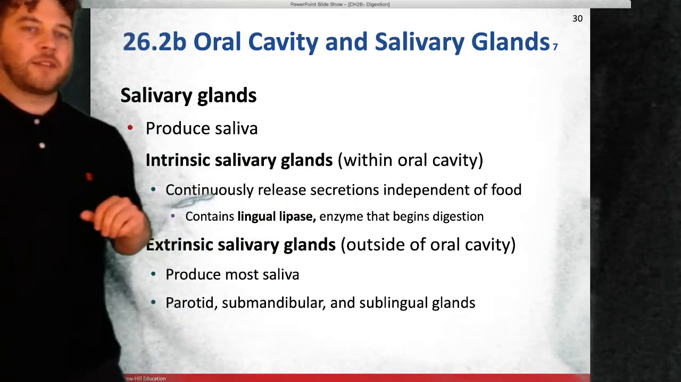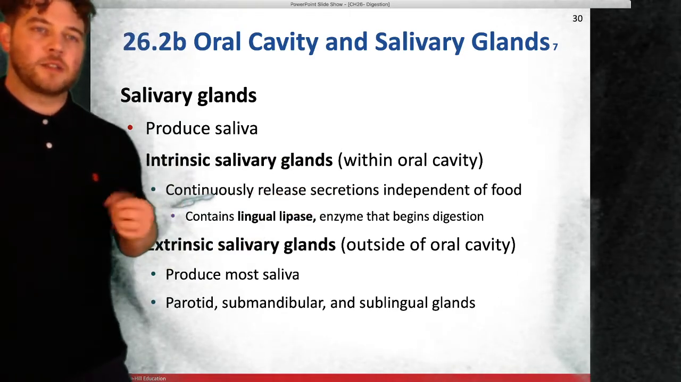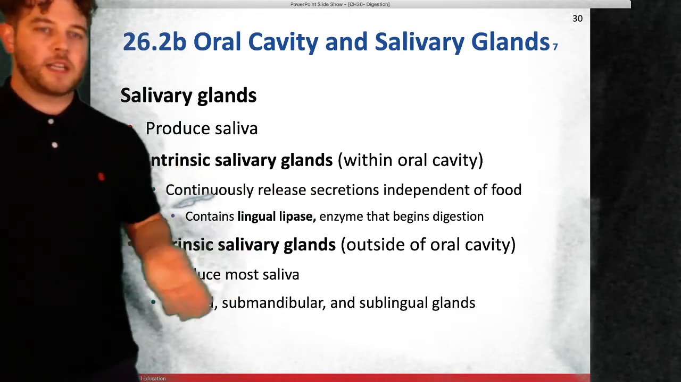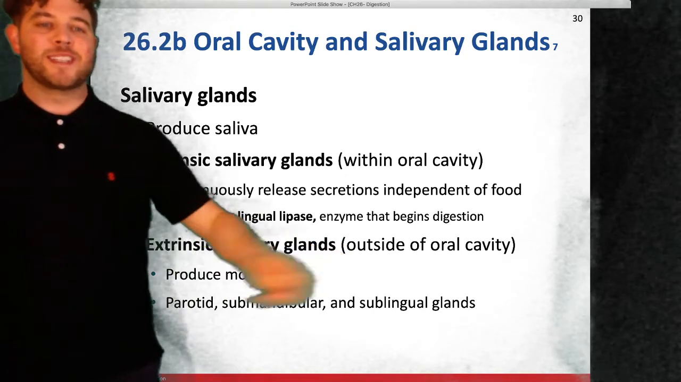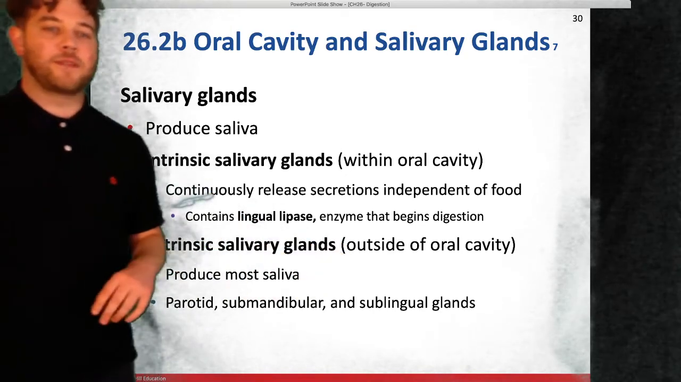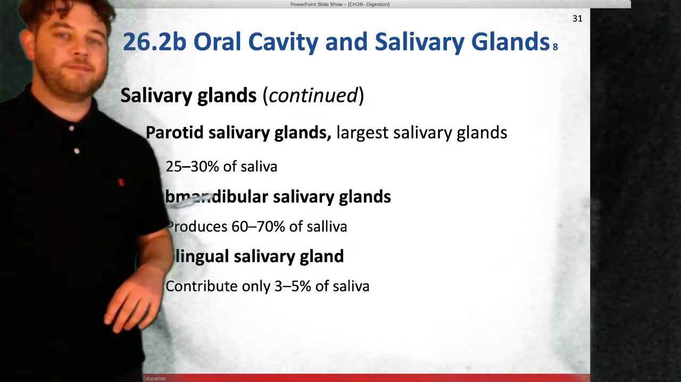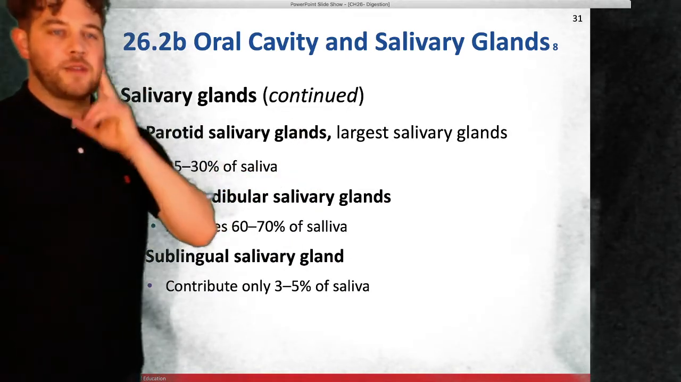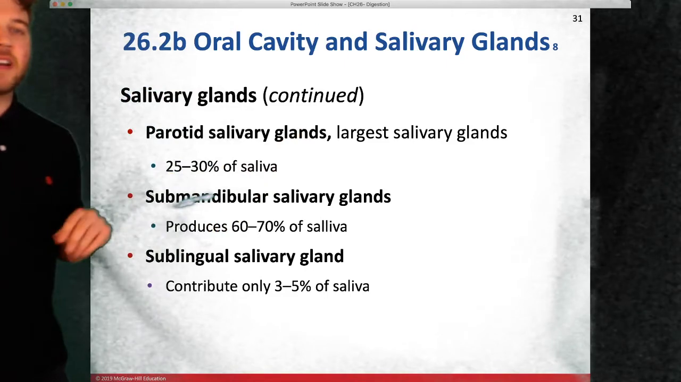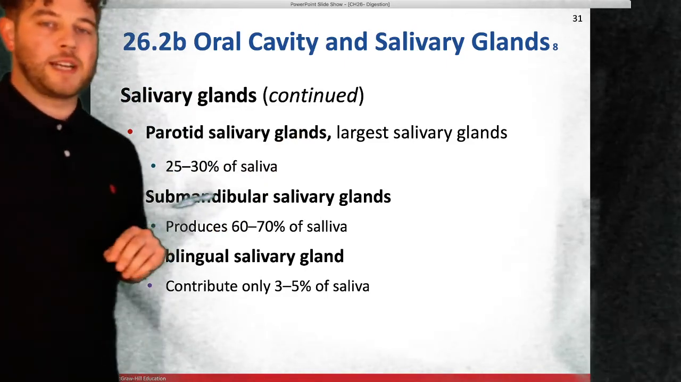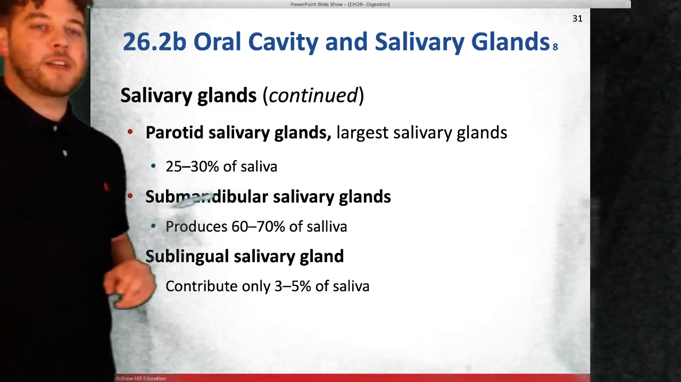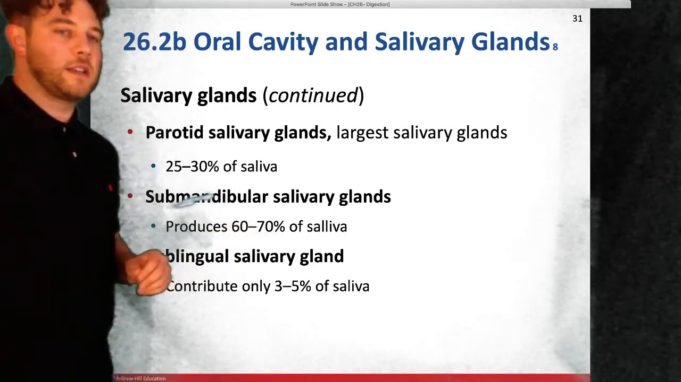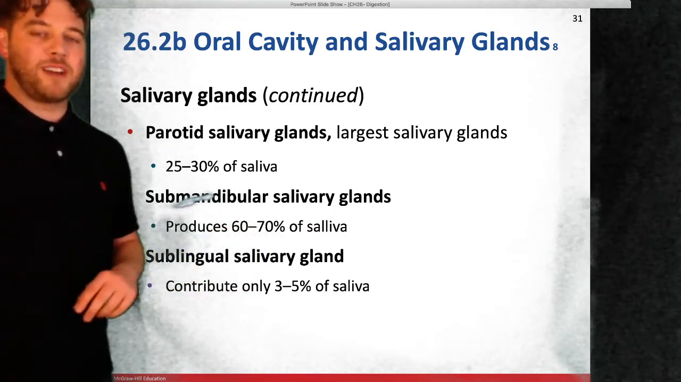The extrinsic salivary glands are outside of the oral cavity. These are the ones that we've known and studied, the parotid, submandibular, and sublingual. These produce most saliva. So the parotid salivary glands are your largest ones on the side of your head. They produce 25 to 30% of saliva. The submandibular salivary glands produce 60 to 70, and then the sublingual only 3 to 5%.